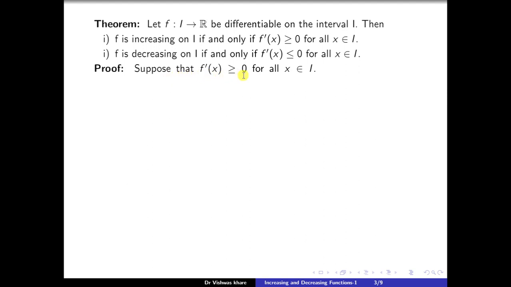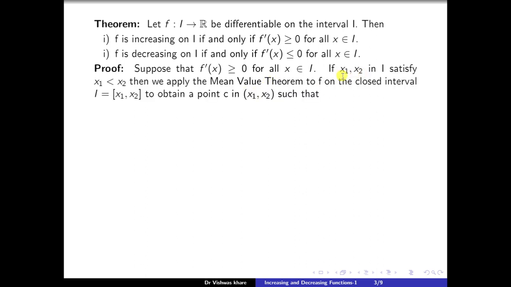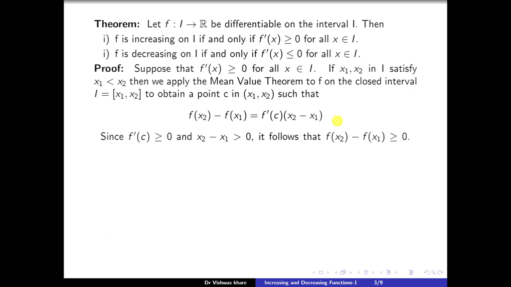Suppose that f dash x is greater than or equal to 0 for all x belongs to I. If x1, x2 in I satisfy x1 is less than x2, then we apply the mean value theorem to f on the closed interval x1 to x2 to obtain a point c in open interval x1, x2 such that f(x2) minus f(x1) is equal to f dash c into x2 minus x1. This is according to Lagrange's mean value theorem.